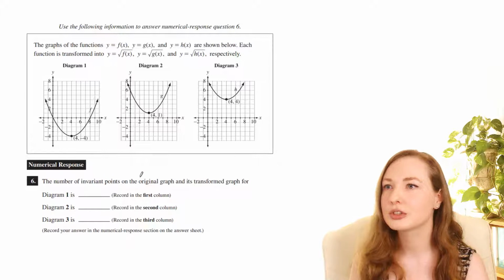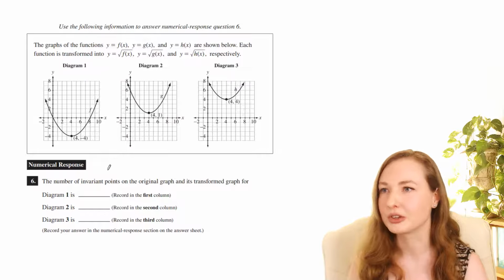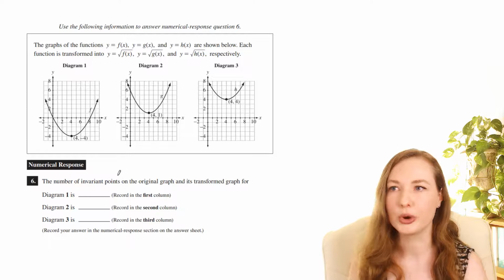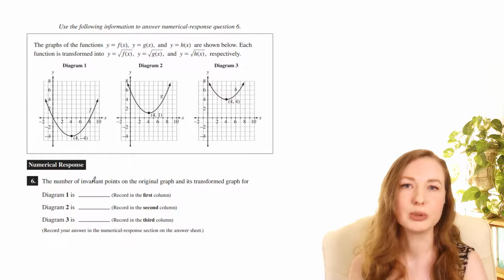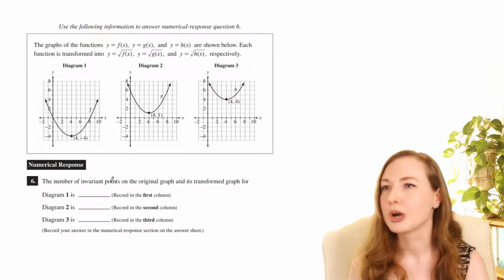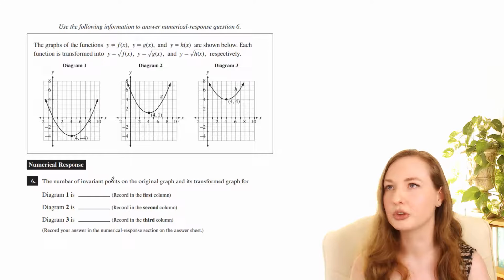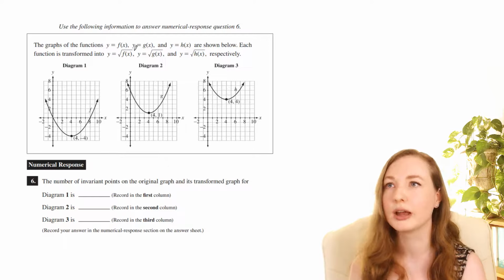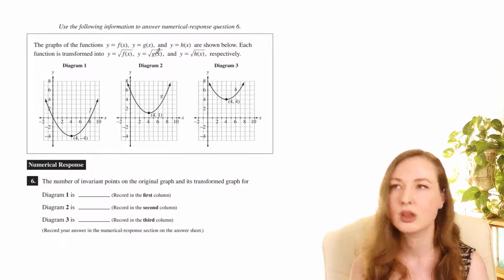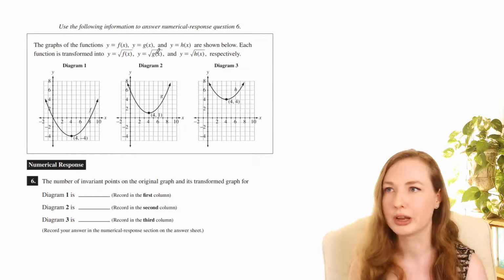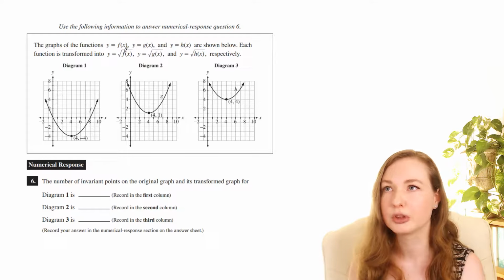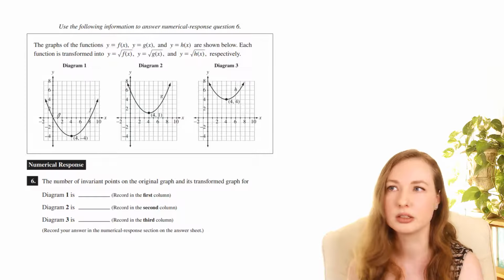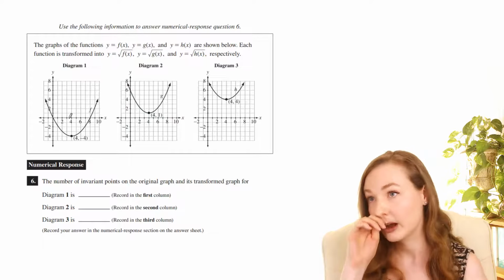Now, let's start with interpreting the question. So what does invariant points mean? Invariant literally means unchanging. So we're asked to find how many points there are that don't move when we apply this square root transformation. So what I would do to try to figure that out is maybe try to graph this on the same set of axes.